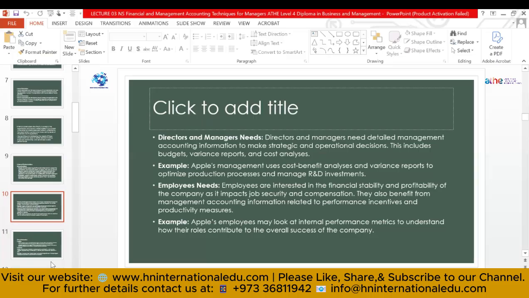Then comes the employee needs, that is, the people who work in the organization. Employees are interested in the financial stability and profitability of the company as it impacts job security and compensation. Because if you're not aware of the status of the company, maybe if there is a problem, a natural calamity, you can be made redundant, they can fire you. So you need to know what is actually going on in it.